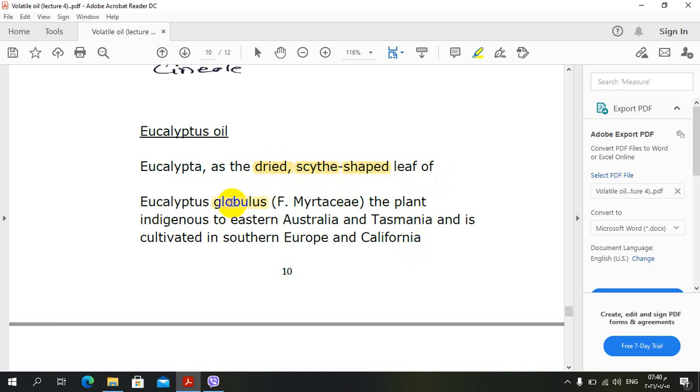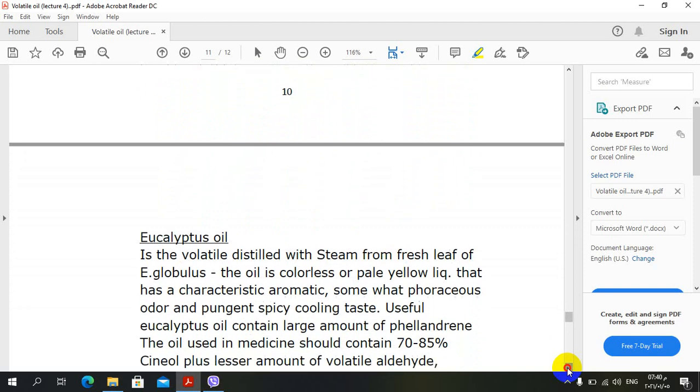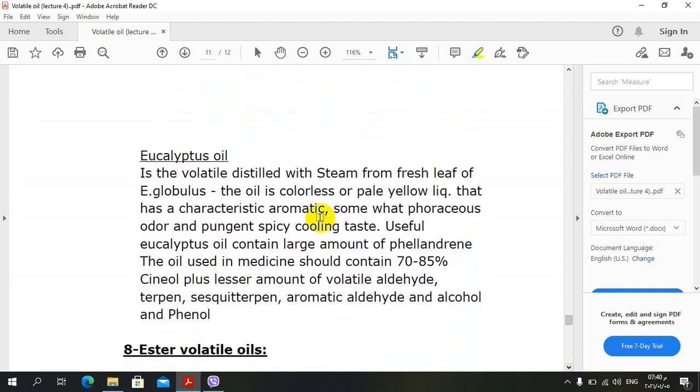You can see the trees are present here, many of them. Leaf of Eucalyptus globulus, family Myrtaceae, the plant indigenous to Western Australia and Tasmania and is cultivated in South Europe and California. Eucalyptus oil is volatile oil distilled with steam from fresh leaf of E. globulus. The oil is a colorless or pale yellow liquid that has a characteristic aromatic, somewhat camphoraceous odor and pungent spicy, cooling taste.